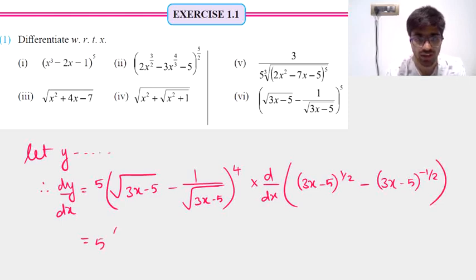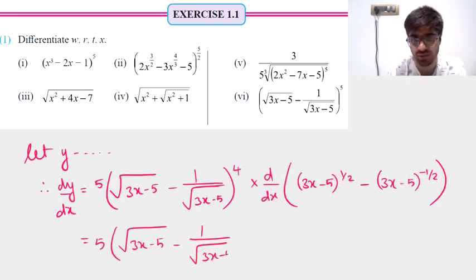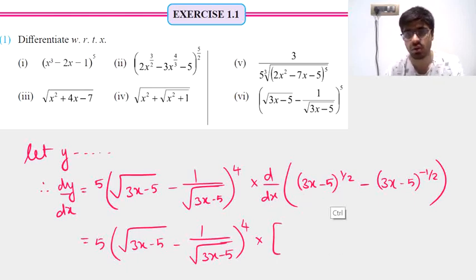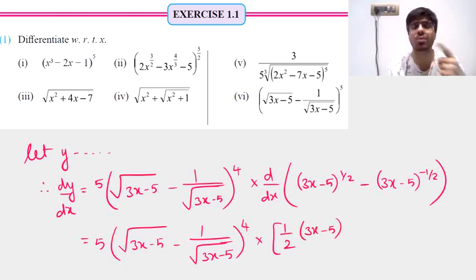So this is 5 times root over 3x minus 5 minus 1 upon root over 3x minus 5 the whole power 4 multiplied by d by dx of this term, treat it again as x power half. So the d by dx value will be 1 by 2 3x minus 5 the whole power half minus 1, which is minus 1 by 2. It doesn't end here because you considered 3x minus 5 in place of x.